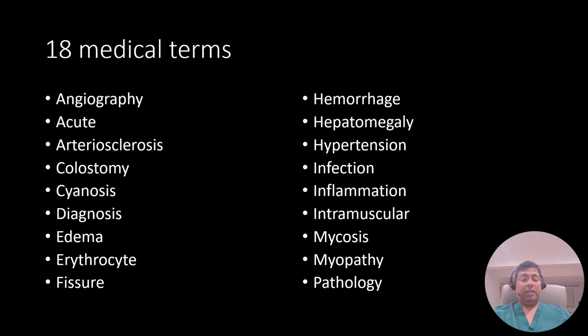Inflammation has 4 characteristics. It's redness, pain, heat, and swelling. Inflammation can be due to infection, but can also be due to trauma. It can also be due to autoimmune disease. Intramuscular refers to within the muscle, for example, an intramuscular injection.